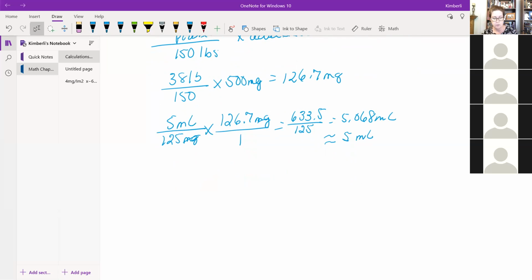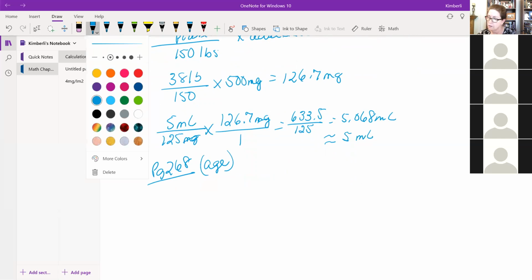So what we're going to do is skip over to page 268, and then we'll go back to body surface area. Page 268 is calculating medication doses for pediatric patients based on age. Okay, so we're calculating this based on the patient's age. Ooh, let's go purple.